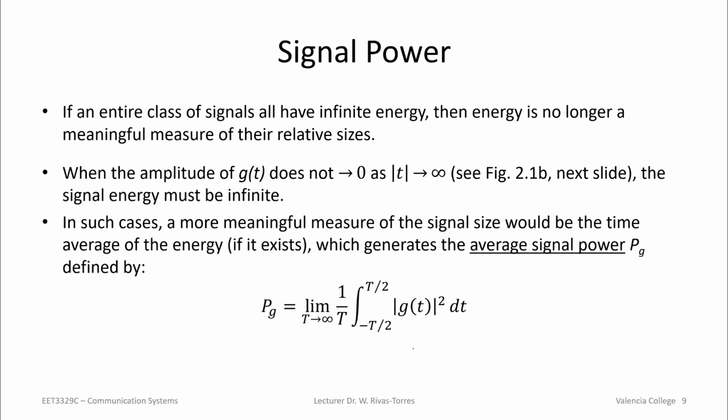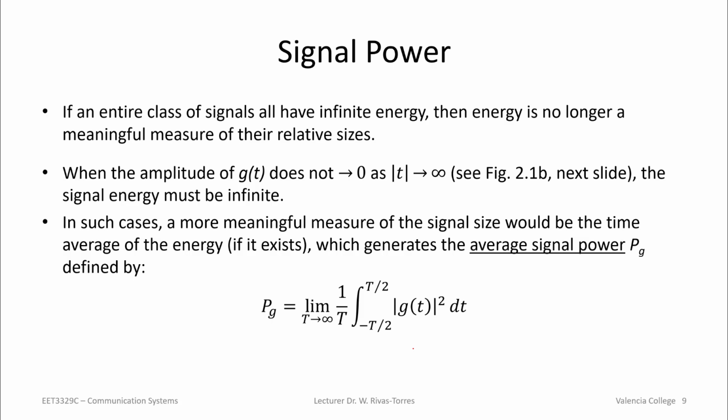If in an entire class of signals you have an infinite energy, then energy is no longer important or meaningful as it relates to relative sizes. That's why we use both energy and power, because if a signal goes on forever, for example, it will have infinite energy. So if I turn on a signal source and let it run forever, in order for me to keep the signal going, I need infinite energy. So that is not a good measure in such an example.